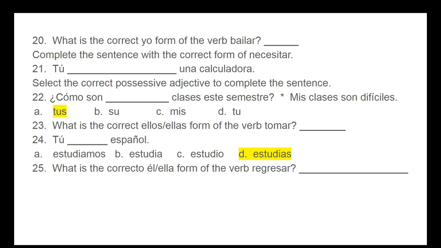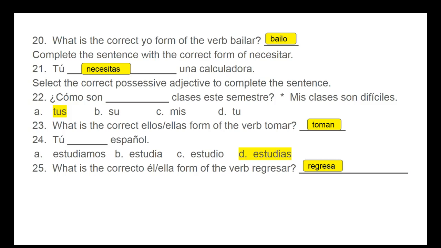Número 20, what is the correct yo form of the verb bailar? Remember, if it starts with yo, it ends in O. Yo bailo. Complete the sentence with the correct form of necesitar. Tú necesitas una calculadora. Número 22, select the correct possessive adjective to complete the sentence. ¿Cómo son tus clases este semestre? Número 23, what is the correct ellos, ellas form of the verb tomar? Toman. So tomar can mean to drink or to take. 24, tú estudias español. And número 25, what is the correct form of the verb regresar?